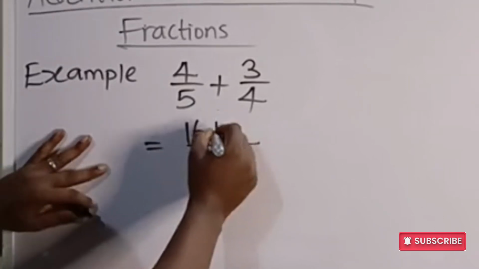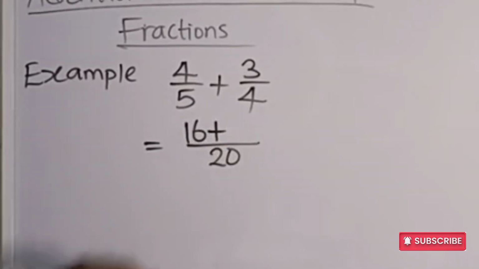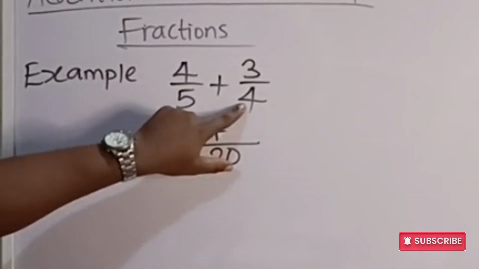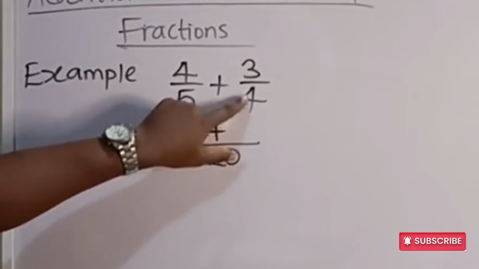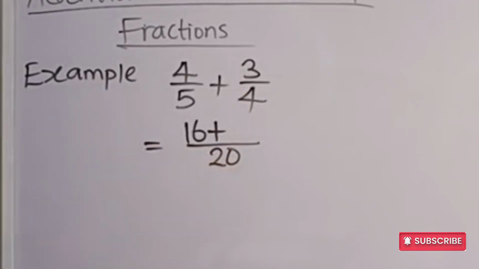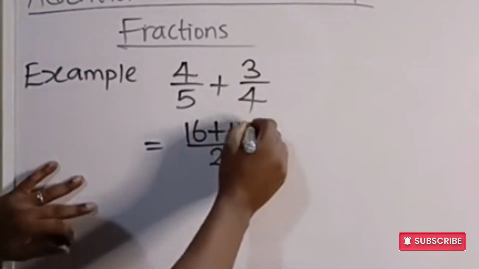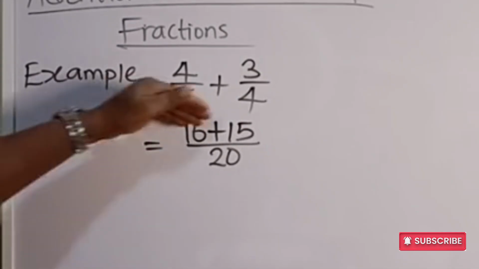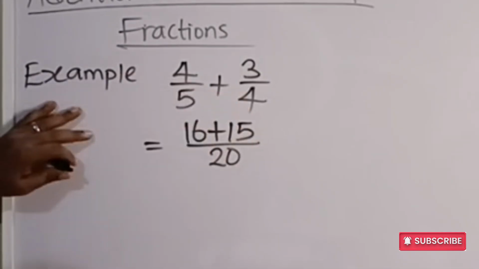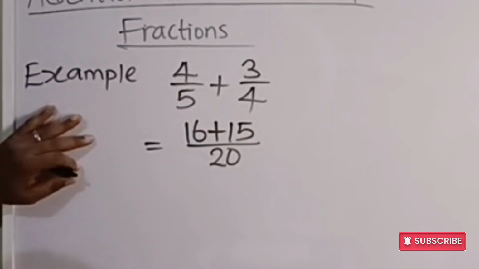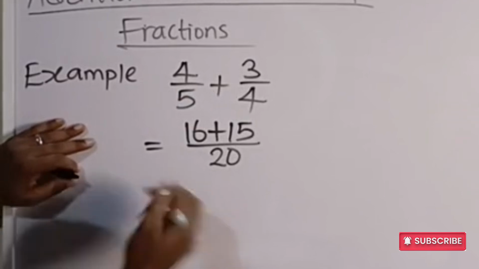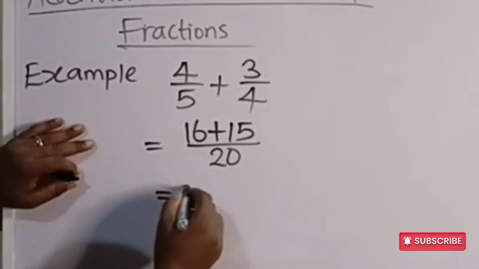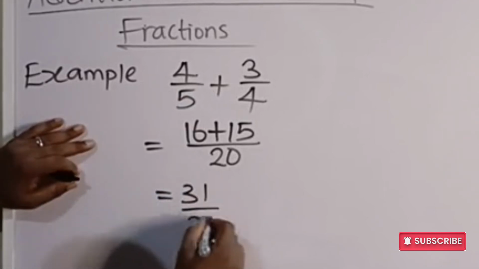Plus 20 divided by 4, that will give you 5. 5 multiplied by 3, that will give you 15. So now we add these two together. 16 plus 15 will give us 31. We have 31 over 20.